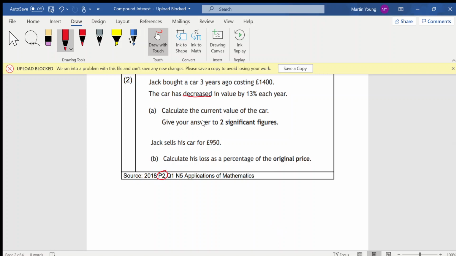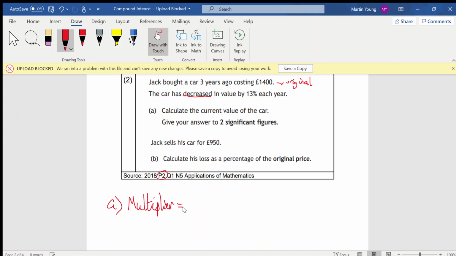So the original value was 14,000. Okay, so that was the original. And it's decreased over 3 years by 13% every year. So part A, let's work out the multiplier. We've got a calculator question. We've got a constant percentage for a number of years, so it's this kind of method that we're going to use. If it was non-calculator, maybe it'd be something slightly different.